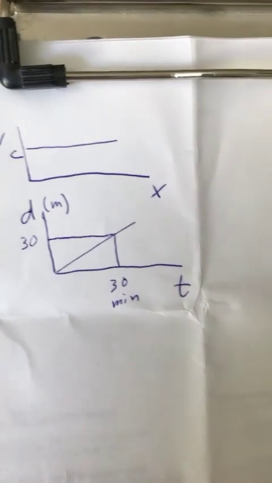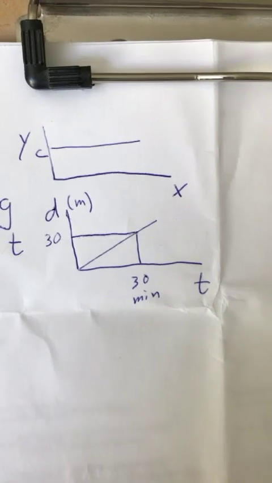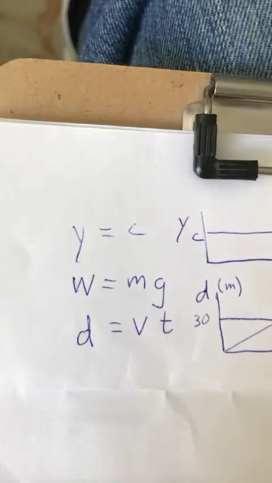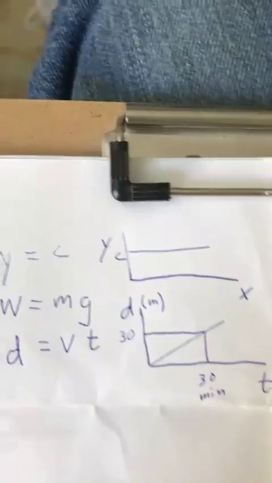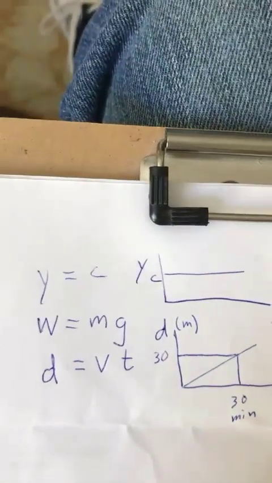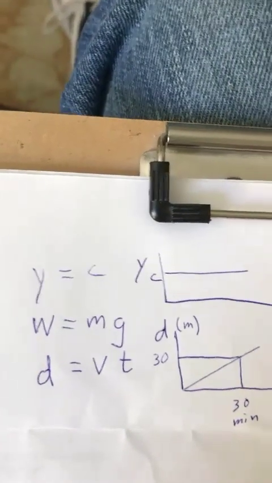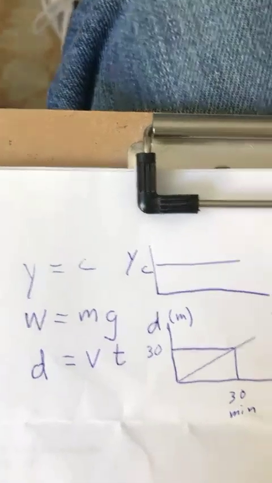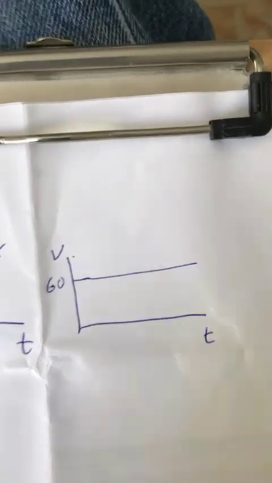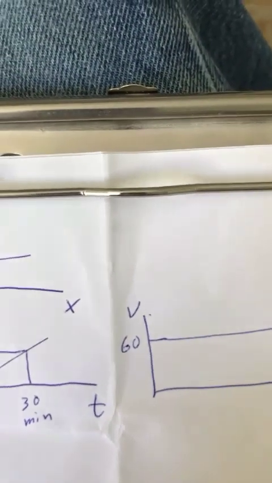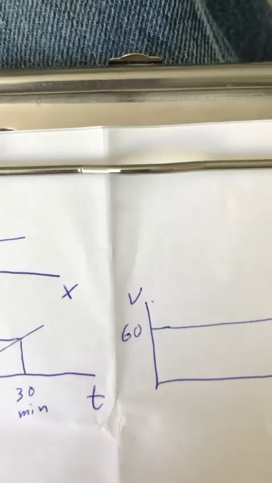So we would draw it like that, even though velocity itself is constant. So velocity, in this case, is always 60. Looks like that. Hopefully that makes sense so far.